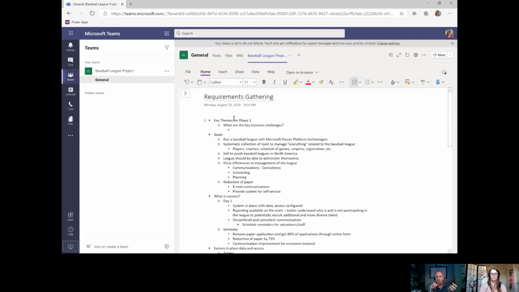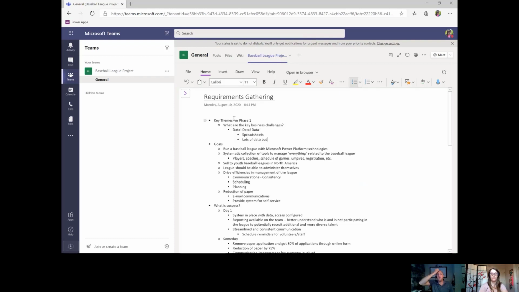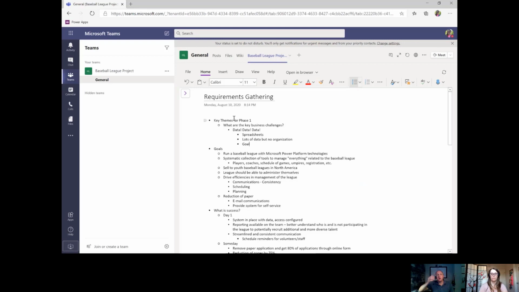that's sitting in spreadsheets, and the league doesn't have a real systematic approach. Every year they get all the registrations, they put them into a spreadsheet, and then they create tabs and divide them into teams, and that's how they manage all that data. And so we want to consolidate that so that we have a holistic view of what's happened in the past.